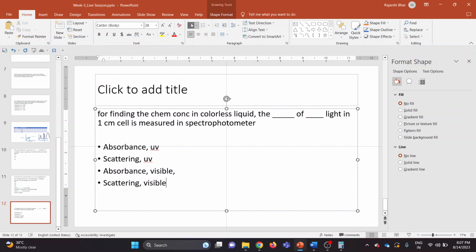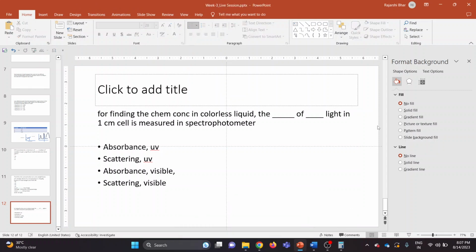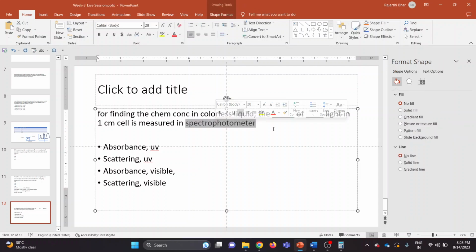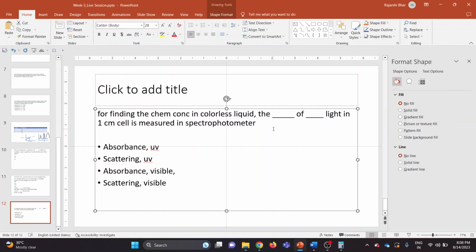I just explained this while we were discussing the absorbance-based R square value, on a similar concept. Any thoughts on this? Spectrophotometer, we were just discussing this. And this 1 centimeter cell, where we pour our liquid sample, is called a cuvette.